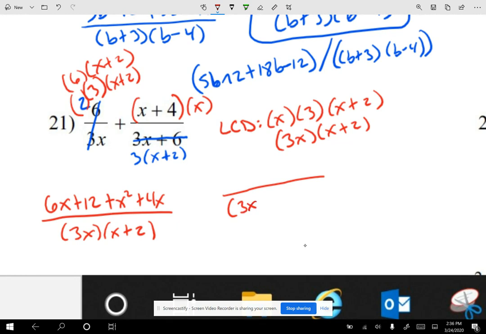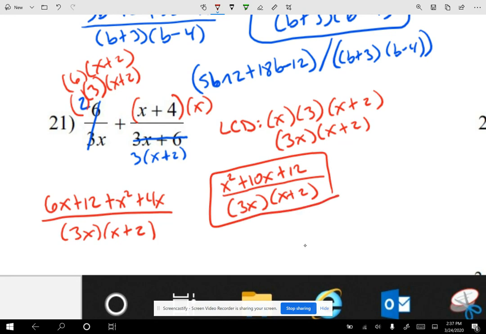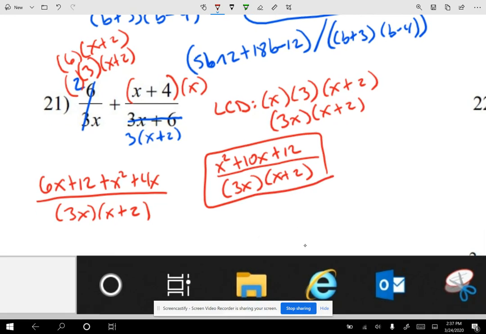So my least common denominator is 3x and x plus 2. On the top, let me combine my like terms, starting with the highest exponent: x squared plus 10x plus 12. The way I will type this will be x to the second plus 10x plus 12 over 3x and x plus 2.